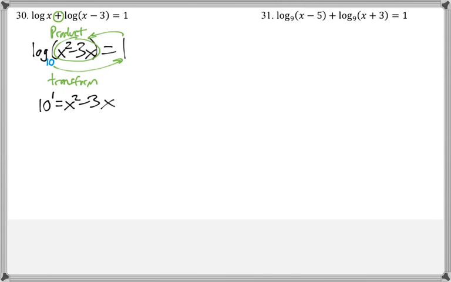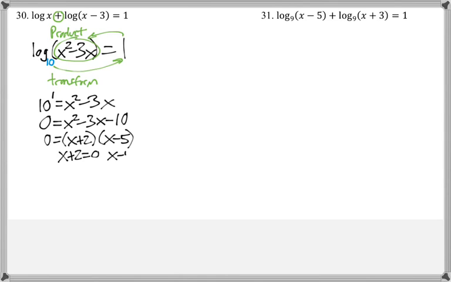And I see that I have an x squared term and an x term. So I'm going to try to get everything onto one side, 0 on the other, and then factor. So I'm going to move that 10 over, and this will be x plus 2 times x minus 5. So set x plus 2 equal to 0, set x minus 5 equal to 0, x is equal to negative 2, x is equal to positive 5.